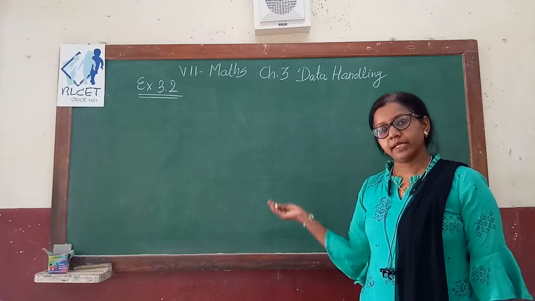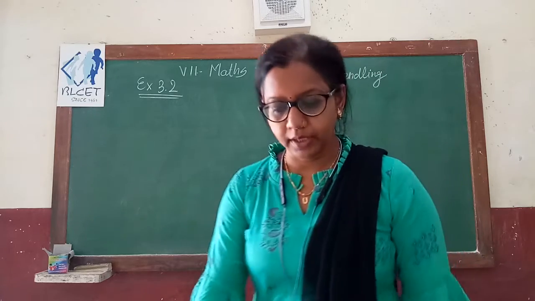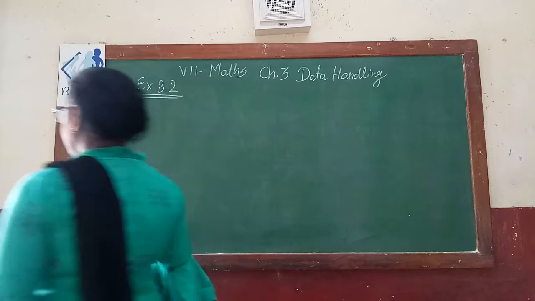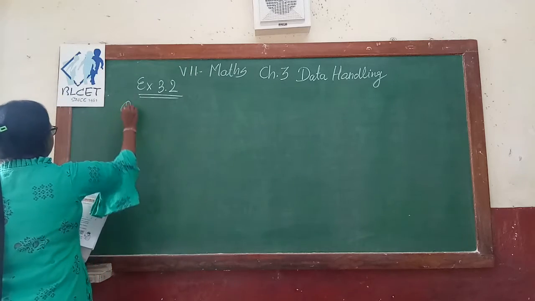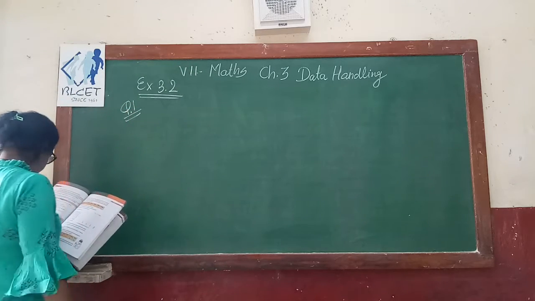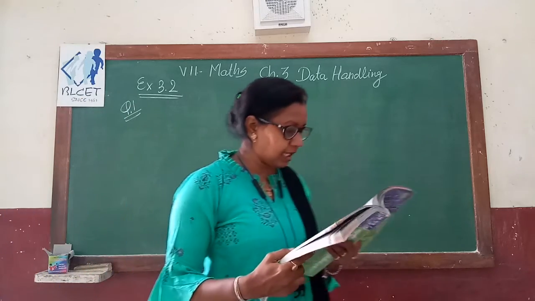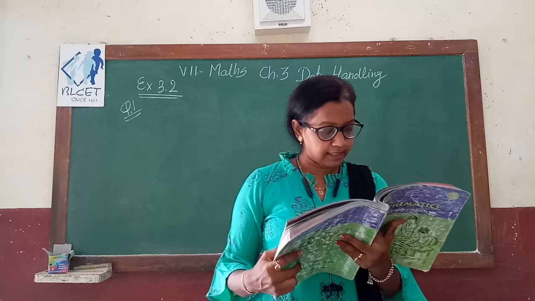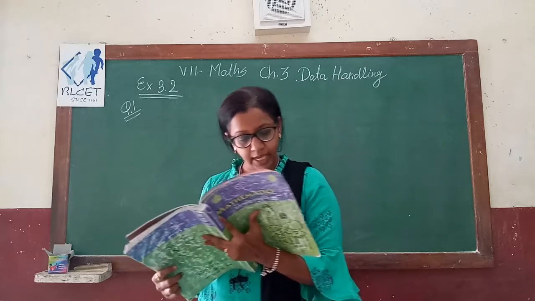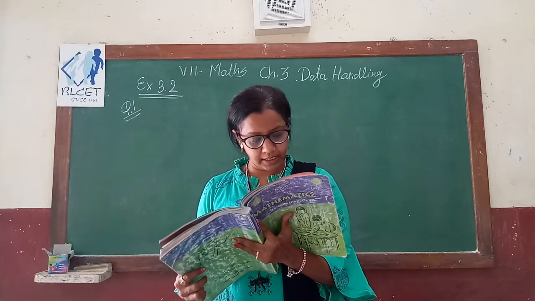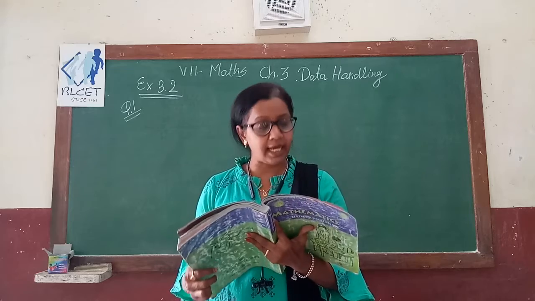So on the basis of this, now we solve exercise 3.2. Let's see the first question. The scores in a mathematics test out of 25 of 15 students are as follows. We have to find the mode and median, and check whether they are equal or not.